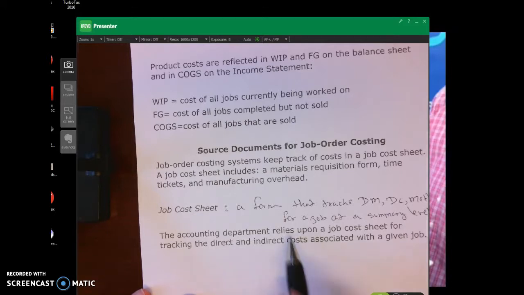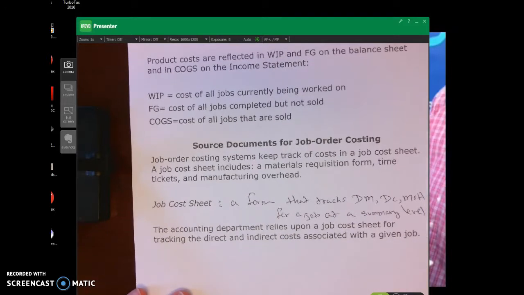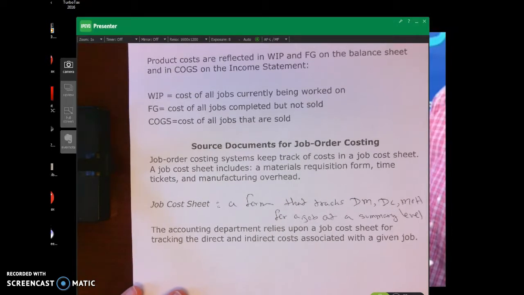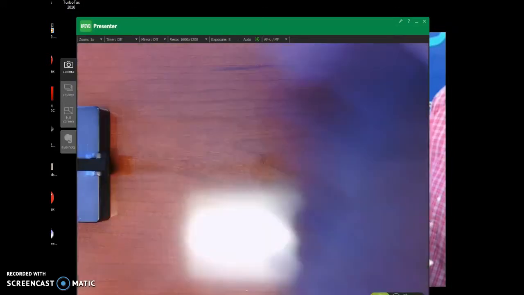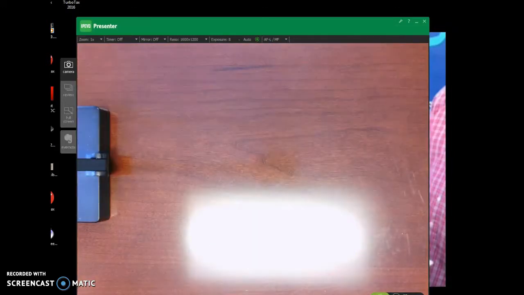And of course the accounting department is going to be using the job cost sheet to figure out the total costs of jobs. They need to know that so they can figure out the cost of goods manufactured, and then the cost of goods sold as well. Okay, so a few more definitions, and then we're going to do another practice problem. If we look here on page 16, you can see an example of a job cost sheet.